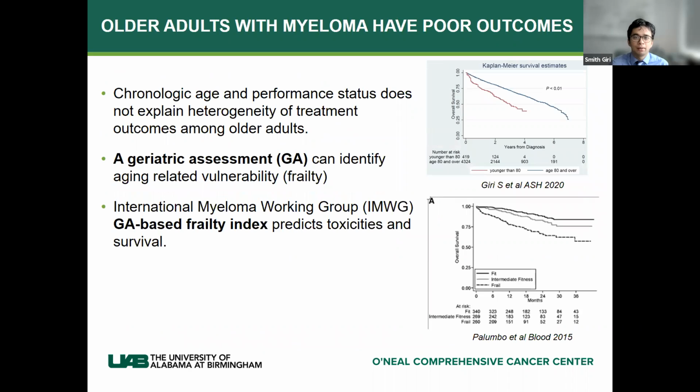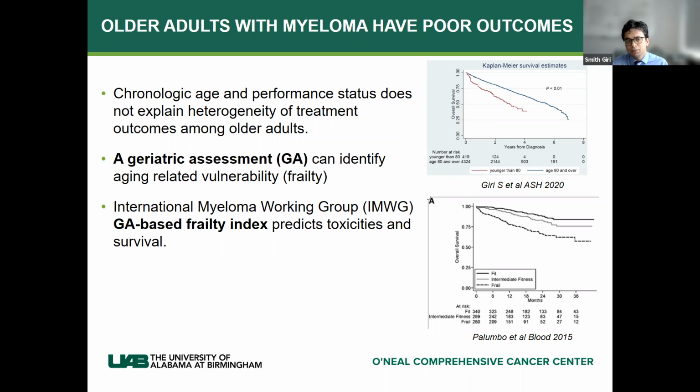Second, older adults with multiple myeloma have poor outcomes. We and others have shown that older adults with myeloma have much inferior survival as compared to younger counterparts. The problem is that chronologic age by itself, as well as performance status, which is commonly captured by clinicians during routine cancer care, does not adequately explain these adverse outcomes seen in certain older adults.